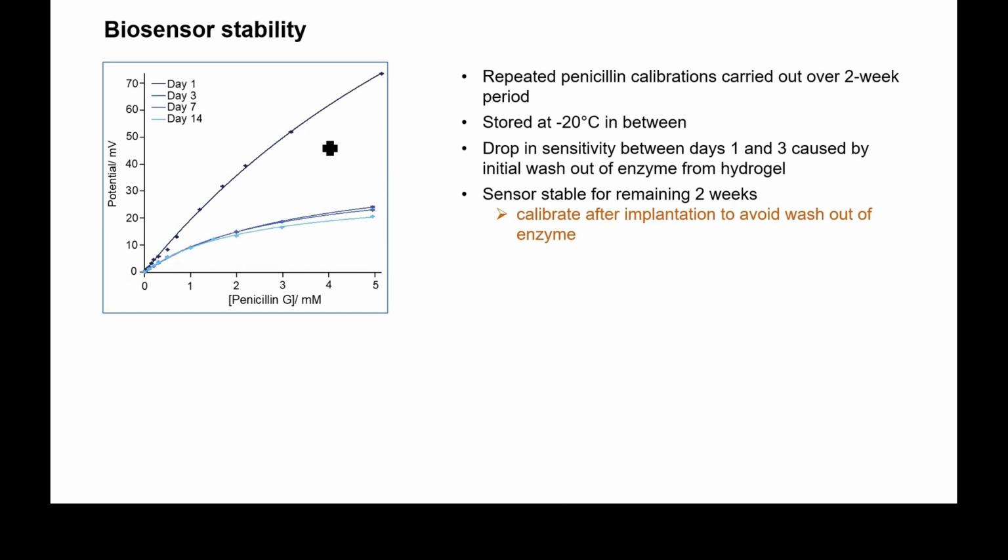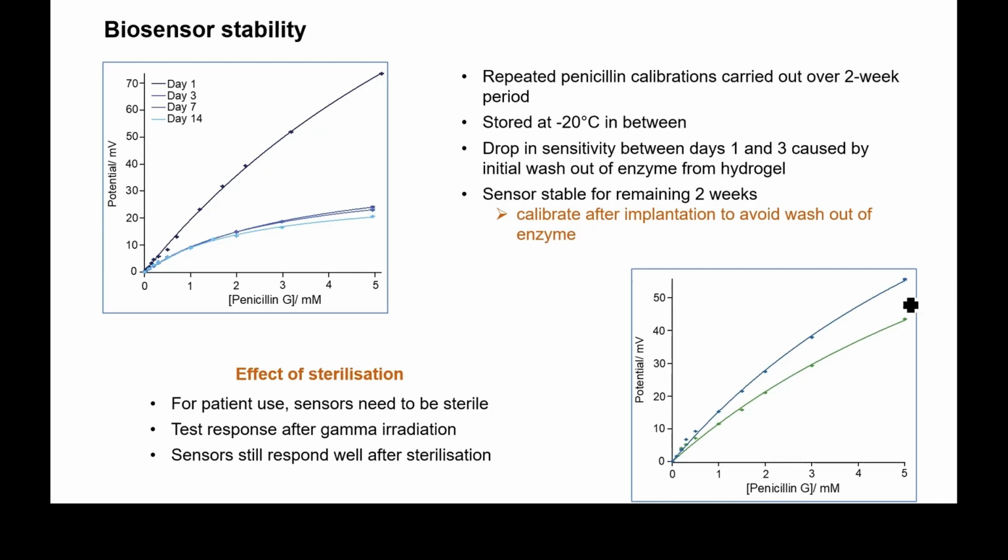The sensor is reasonably stable as long as you don't use it on the first day. Three days in, after we've stored it, it's giving reasonably good calibration working curves for about 10 days, when it's stored at -20 in the freezer. We think the drop in sensitivity is caused by washout, but it's good for a couple of weeks. Stable against sterilization. The green curve is the post-sterilization after it had been exposed to gamma irradiation from a cobalt-60 source, so we can make it sterile, so that's a relief.